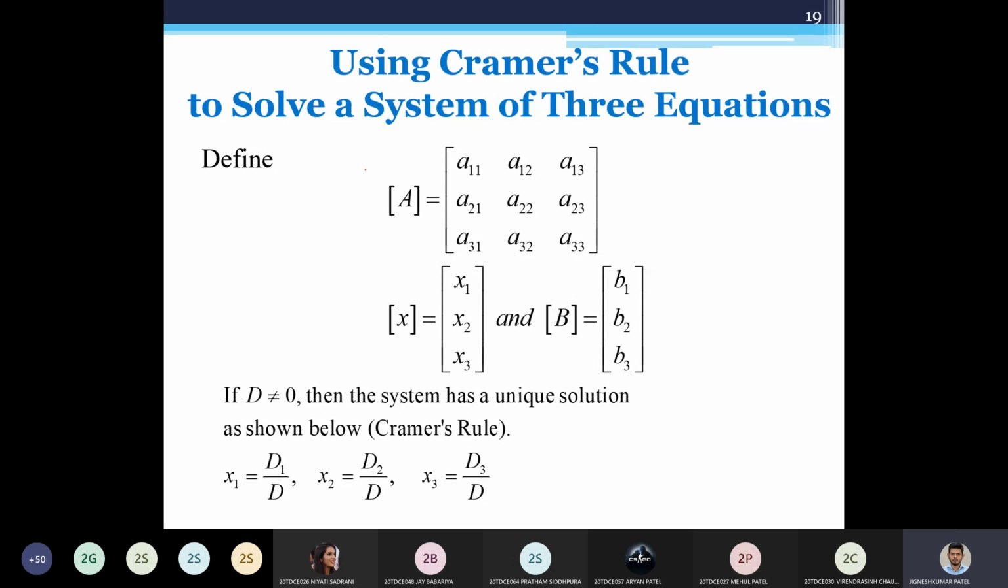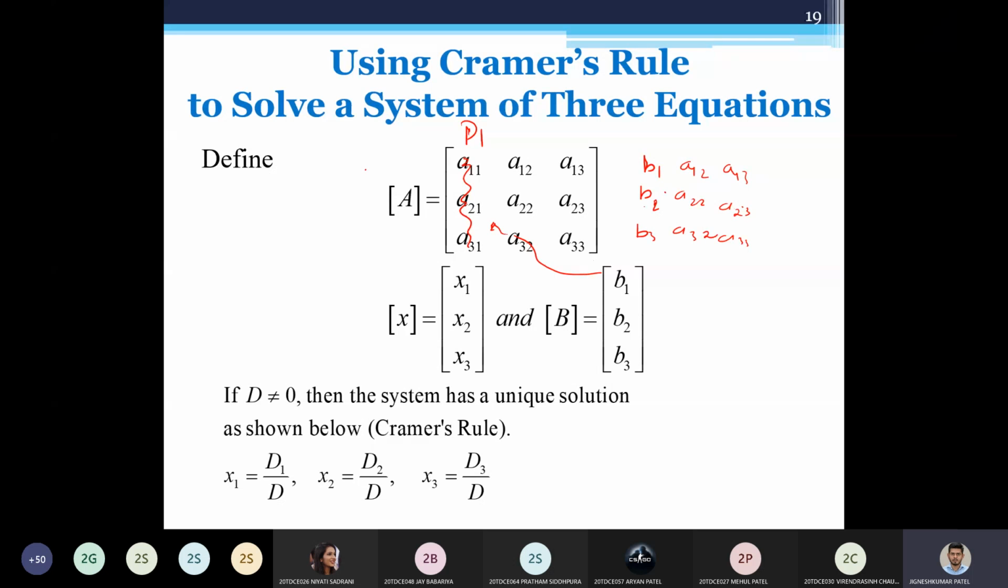See how to write this D1. For D1, I'll remove this line and replace it with this line. So I'll write like this: B1, B2, B3, then here A12, A22, A32, A13, A23 and A33. And if I find the determinant of this matrix, then it is D1.